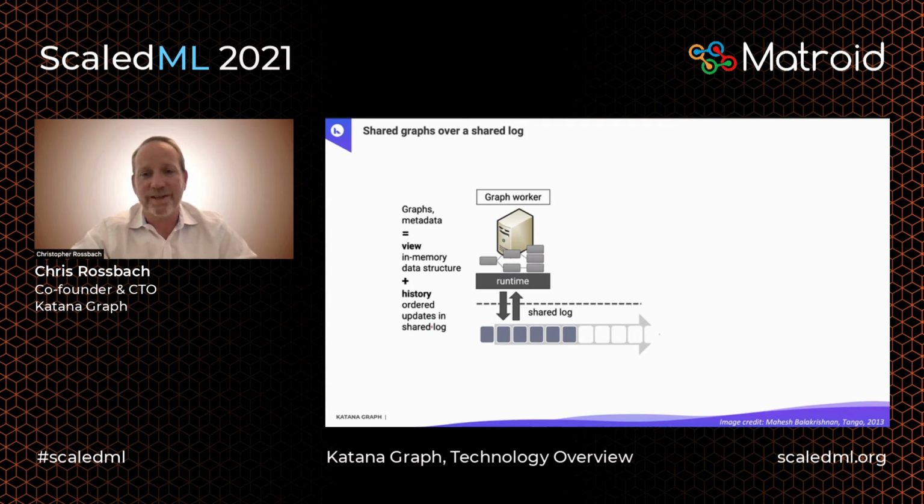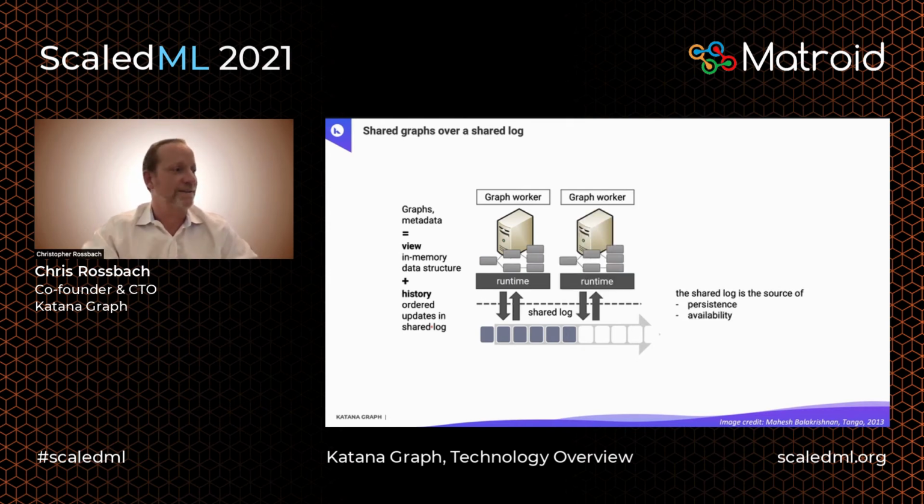Now, this has a number of nice properties, because if you can make the log itself highly available, fault tolerant, and high performance, many of those properties adhere directly into the upper layers of the software stack. This makes the shared log ultimately the final source of persistence for our system. It makes it the source of availability. It makes it the source of elasticity, because adding more nodes is simply a matter of adding them to the graph worker pool and telling them to play forward the shared log.